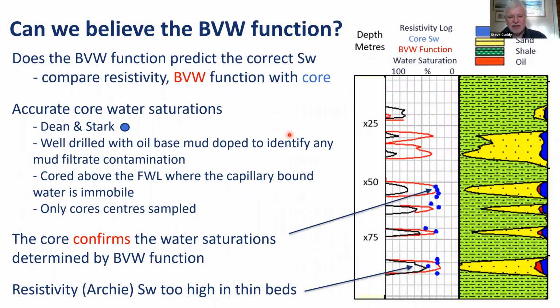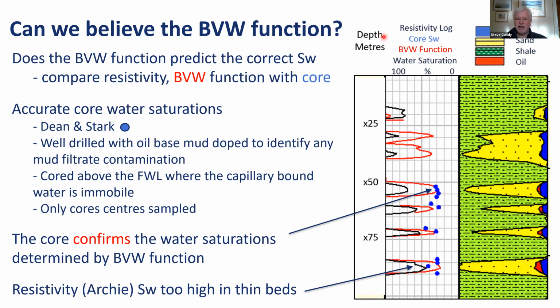Now, how can we believe this BVW function? We need to have a test of whether it is correct or not. So let's compare the BVW function, as shown in red, with the resistivity shown in black, and the core, which is shown as these blue dots. This is a thin-bedded reservoir. We've got high-quality core data, Dean-Stark. The well has been drilled with oil-based mud, doped to identify any contamination, and we take the samples from the center. So we're confident that the core water saturations represent the real situation.